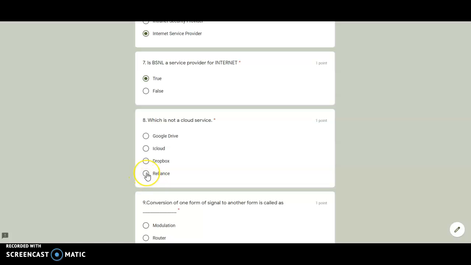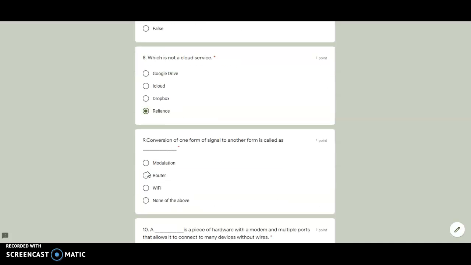So the remaining part is Reliance. Reliance is a company that gives us internet. We have Reliance Jio. Yeah. So the correct option is Reliance. Conversion of one form of signal to another form is called as, of course, it's a process. Router is a hardware. Wi-Fi is a form of internet. None of the above is not the option. So the process name is modulation.